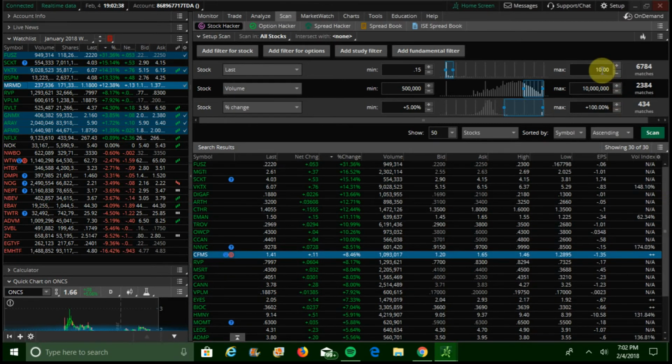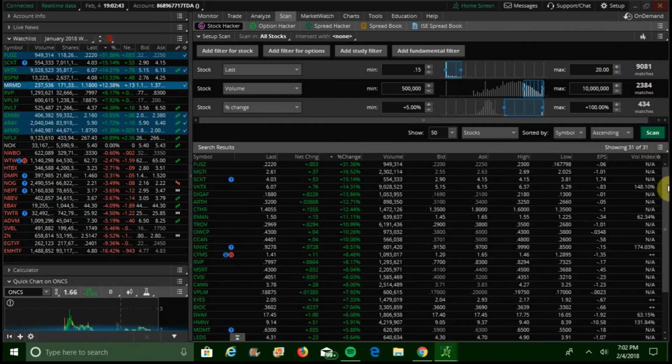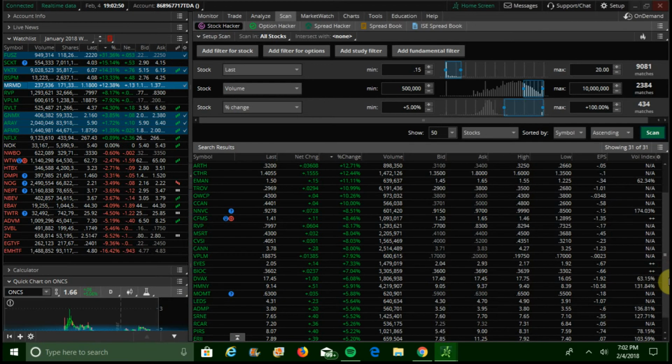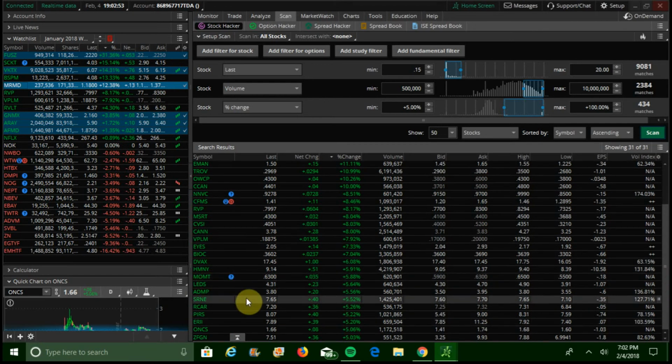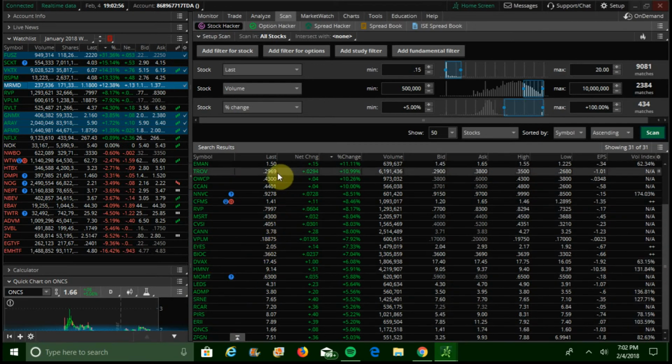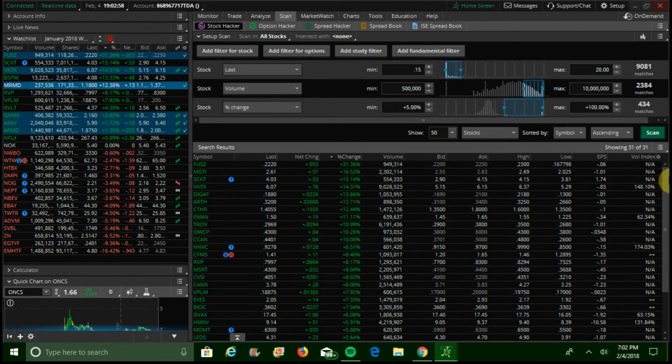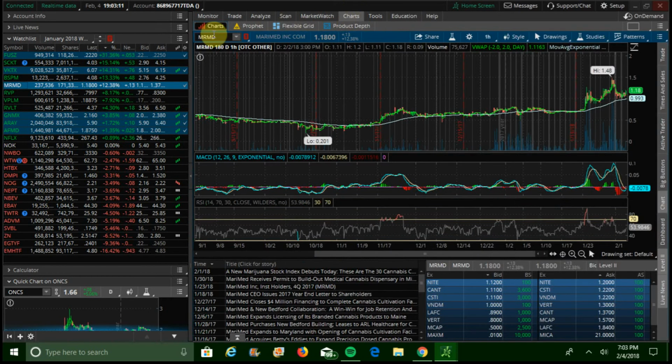If I increase the price, let's increase the price to $20. Now let's see. We have one more. So it went from 30 to 31. We have one more stock, and it was probably MOMT. No, not even. Where are you? Last. I don't even see it, quite honestly. But it doesn't matter. It was really just one stock. Oh, there you are. DVAX. That one looks very familiar. Let's just look at that one.